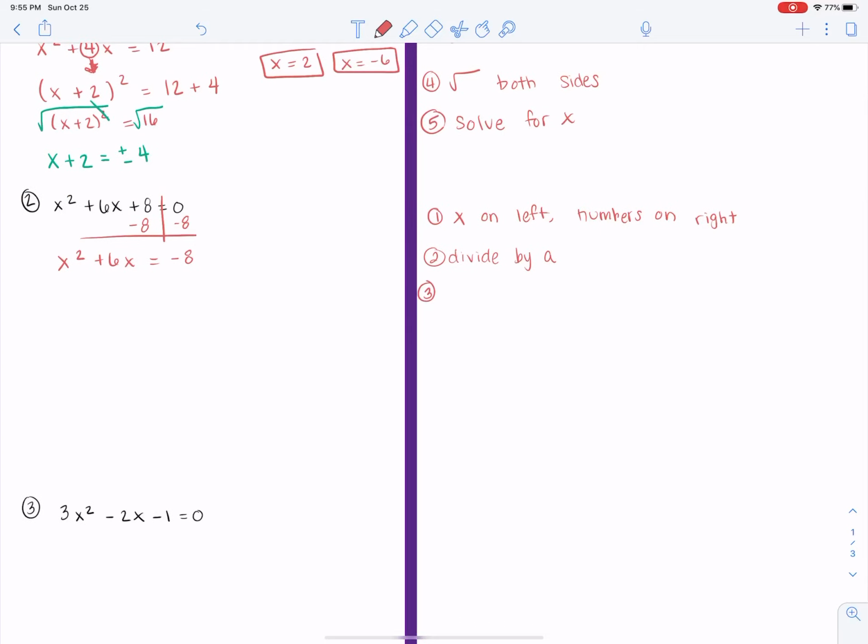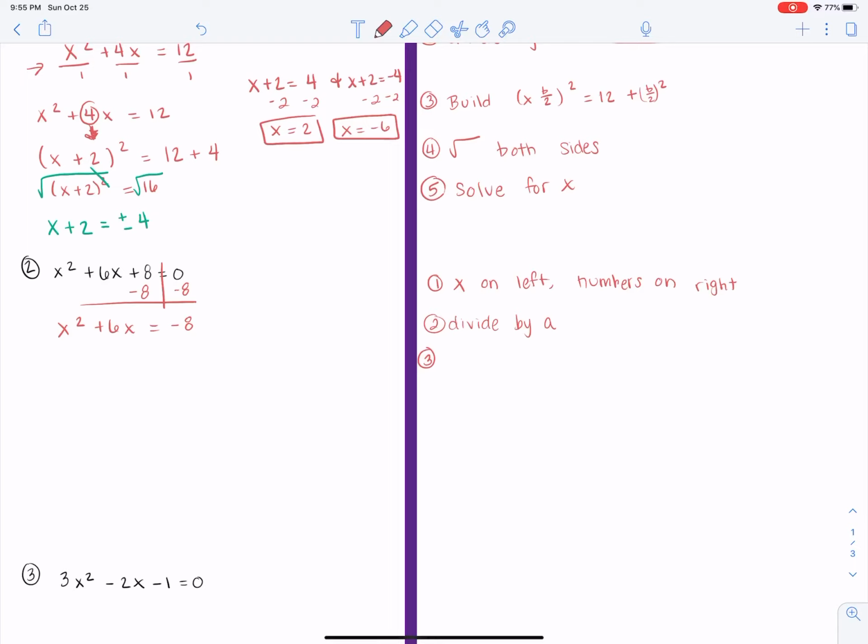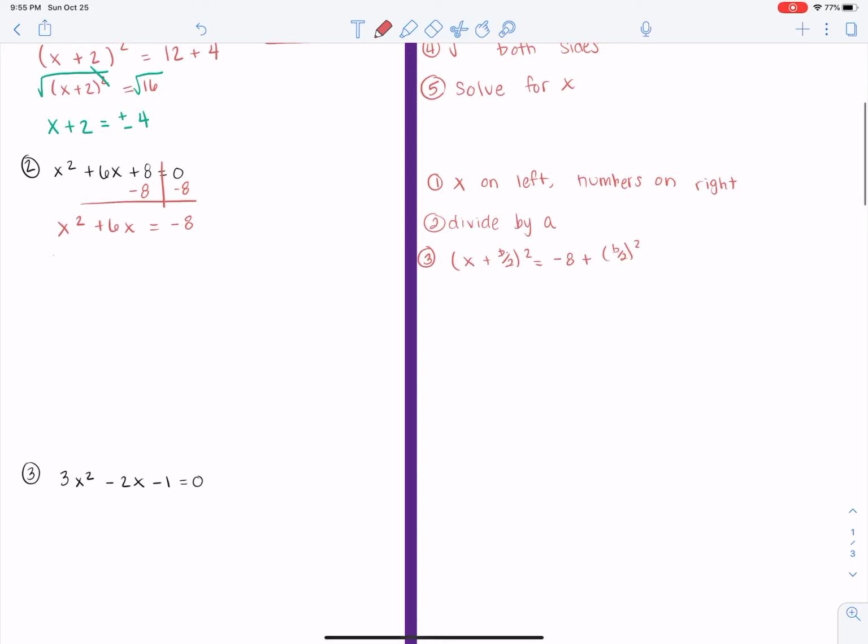Step 3, we need to build our parentheses situation. So x plus b over 2 squared equals, we have negative 8 this time, plus that b over 2 that we find squared, okay? So we have x plus 6 divided by 2 is 3 equals negative 8 plus, so we found 3. Now we're going to square it. 3 squared is 9. All right, so we have x plus 3 squared equals 1.